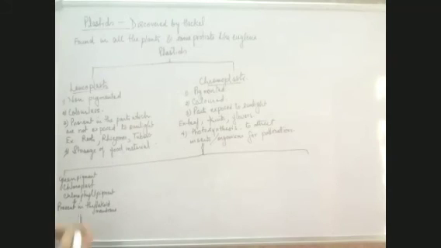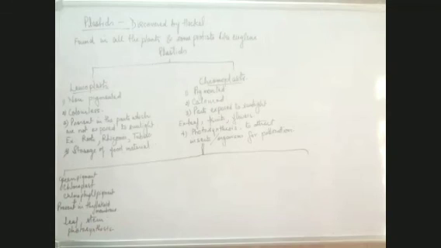And then where are these present? These are present in the leaf, mostly in the leaf, and to some extent in the stem also. Now what is their function? Their main function is photosynthesis. So this is involved in the function of photosynthesis.